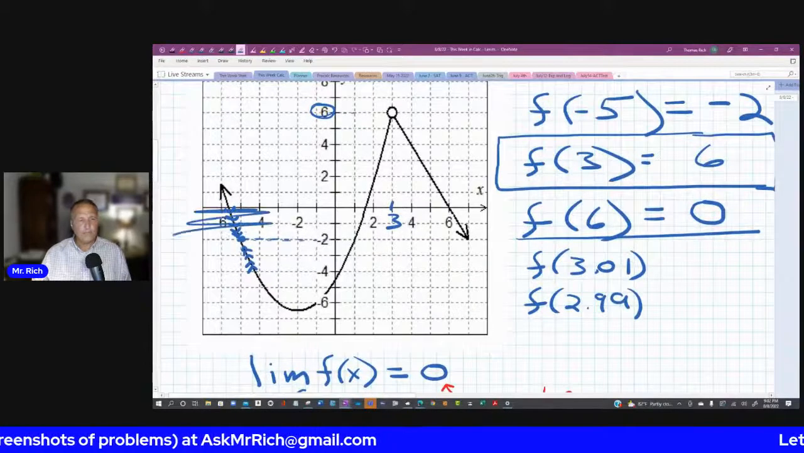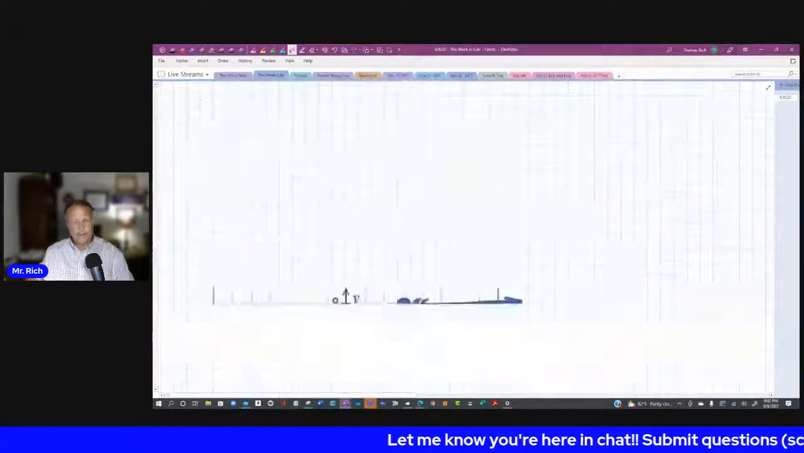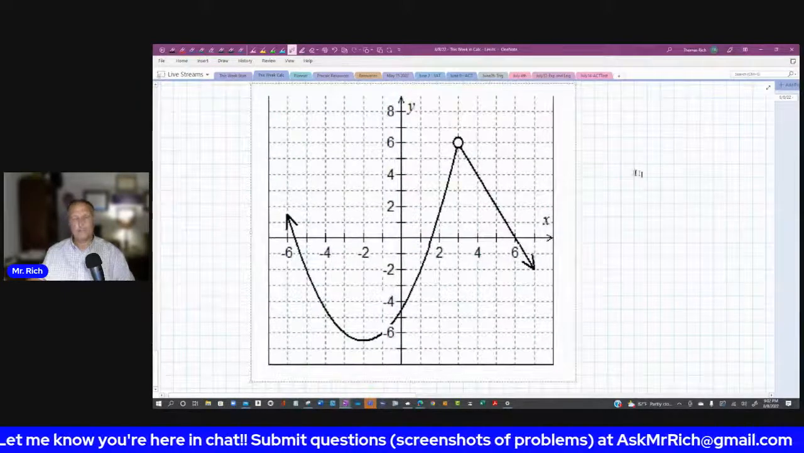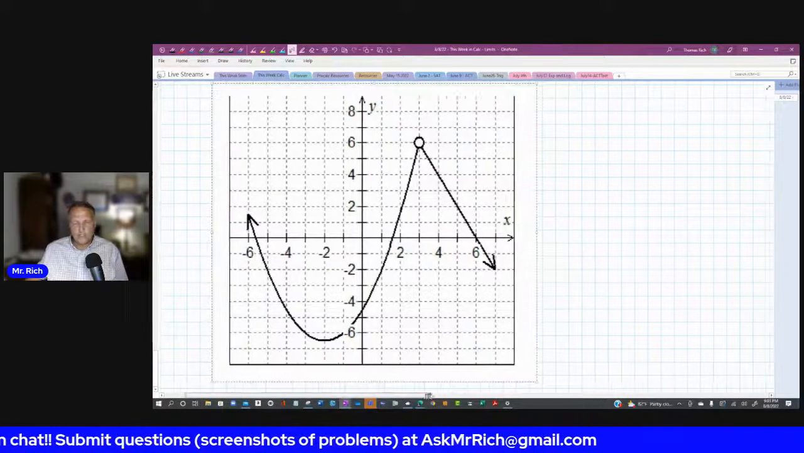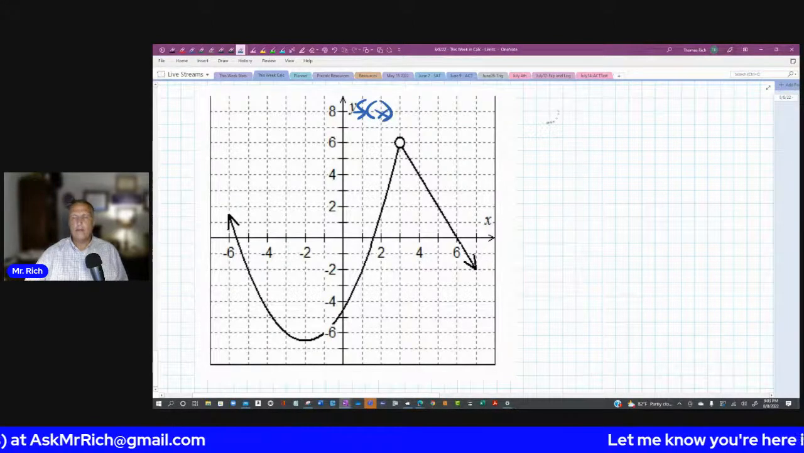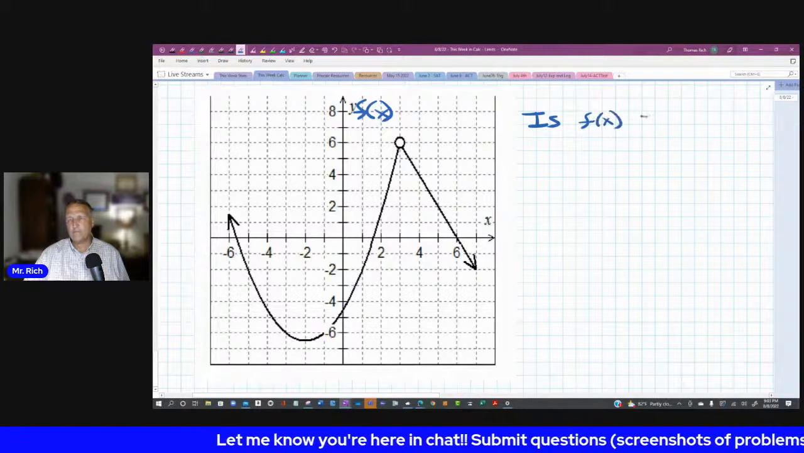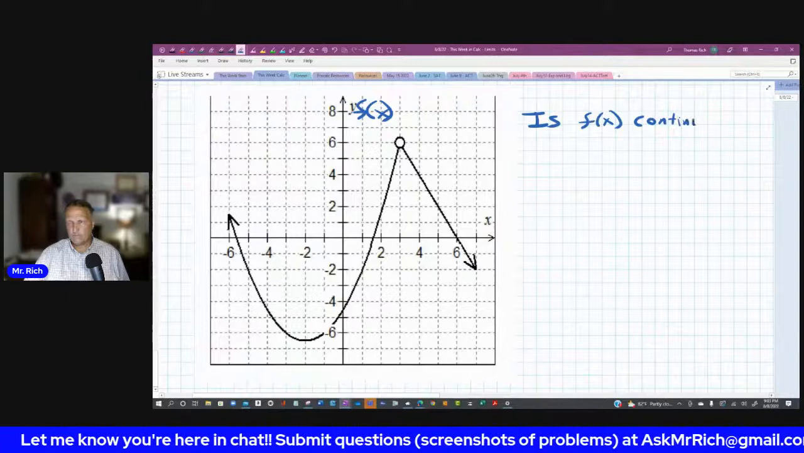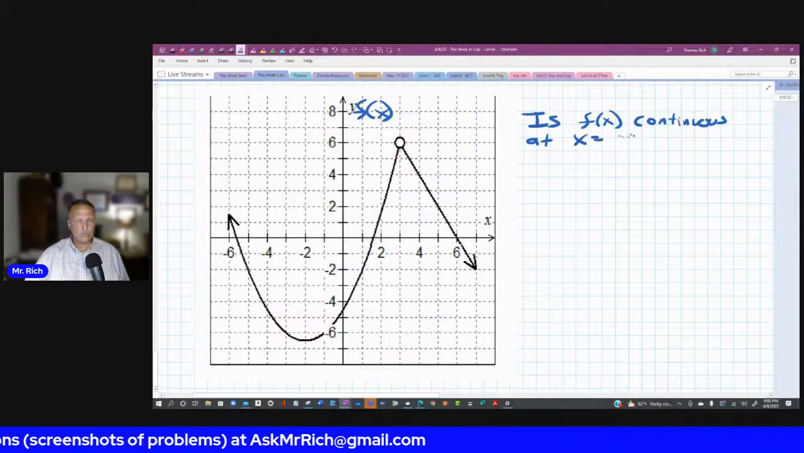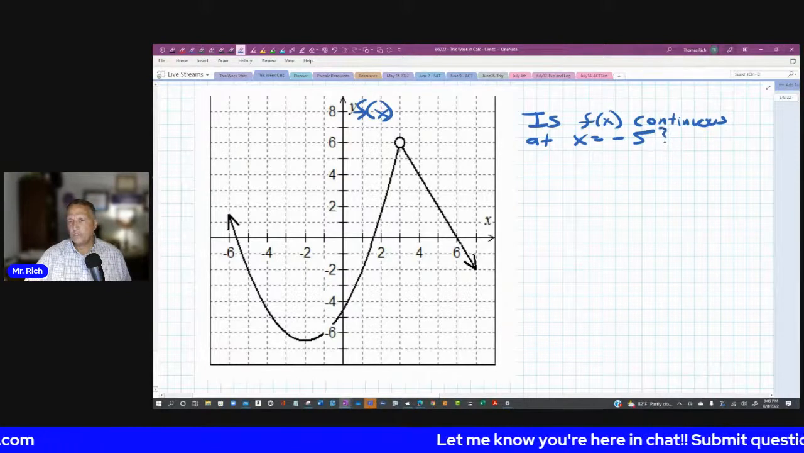So for sure, if I ask the question, in fact, I'm going to copy this down and take it to a fresh space here for us to look at. There we go. Now, suppose the question is this. Here is my function f of x. And we are asking this question: is f of x continuous at x equals -5? That is the question. We're going to use the definition of continuity.